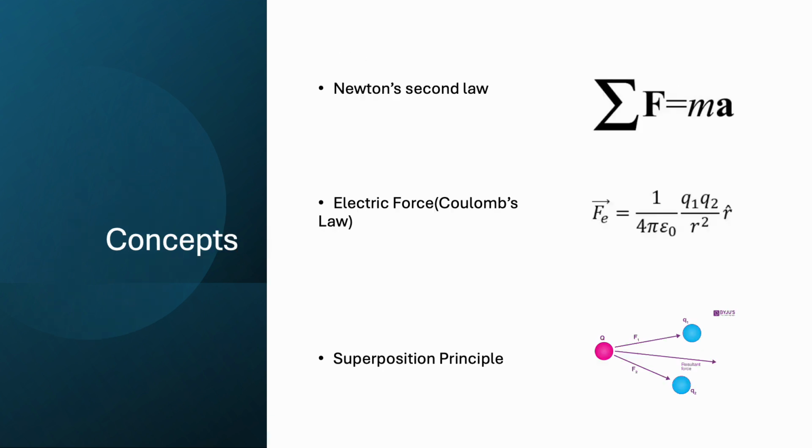So there are a few key concepts for this lab. The first one is Newton's second law, which is the sum of the forces is equal to mass times acceleration, and this is used to find the gravitational force. And then there's the electric force, or Coulomb's law, which is that the electric force is related to the charges and the distance between them, as well as a constant. And then the superposition principle, which is that each charge creates its own electric field that's independent from the other charges.